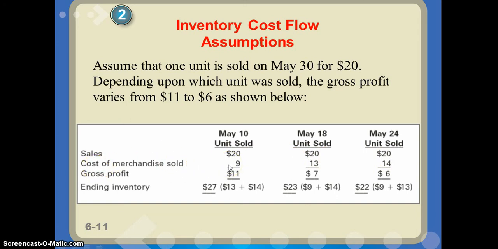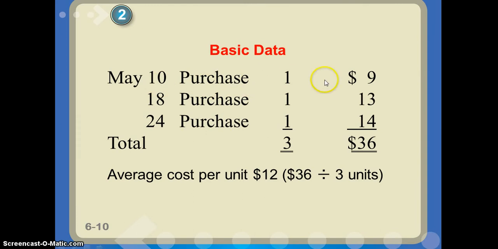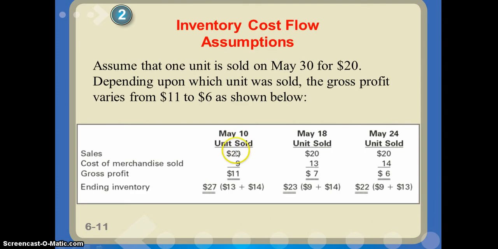If we look back at the previous slide, our May 10th purchase was $9, the 18th was $13, and the 24th was $14. So here, $9, $13, $14. May 10th was the $9 unit, so this would be first in, first out, because it was the first thing we purchased, so that's what we're selling. If we're using first in, first out, our gross profit is $11.